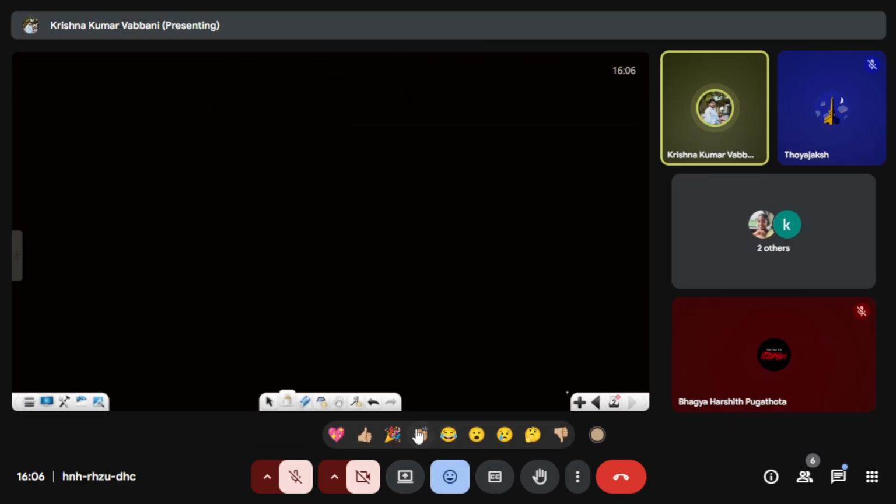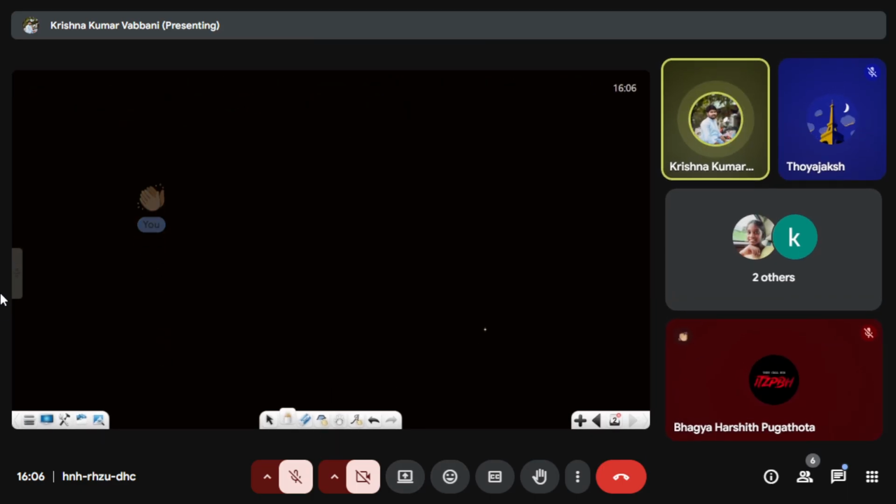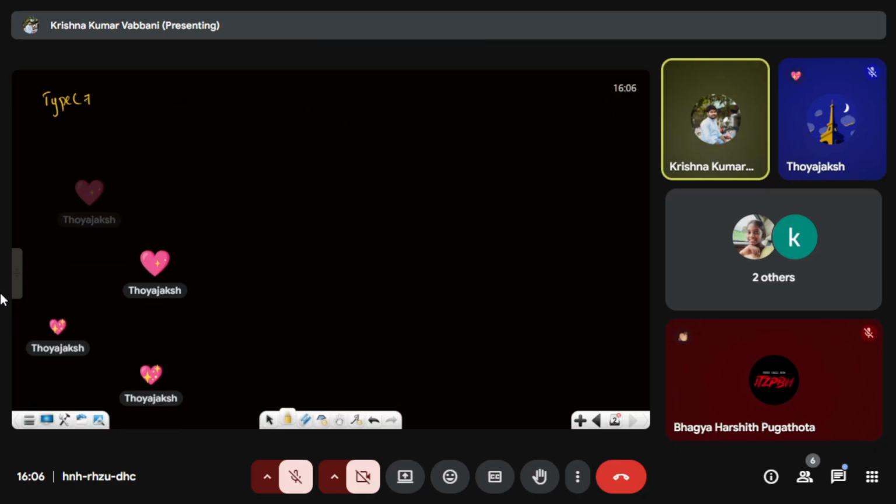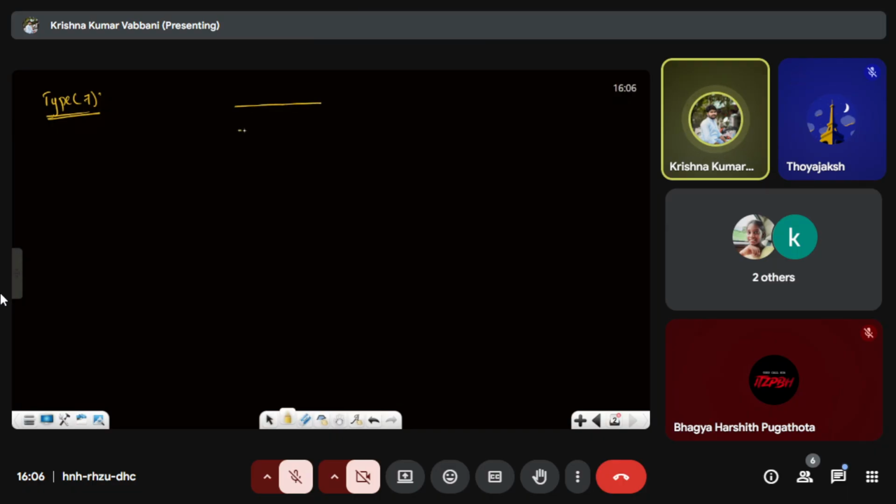So let's come to that. The last topic we were discussing was type 7 or type 6. Type 7. Okay, let's repeat the class again. If they are given plates like this, in this case they have given 4 plates. These 2 plates are connected with potential A, and these 2 plates are connected with potential B.